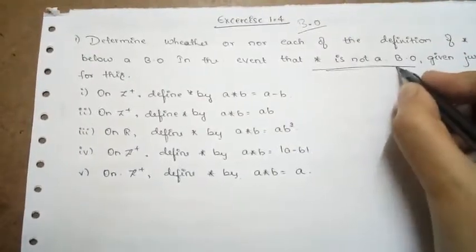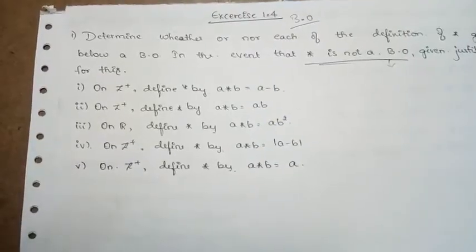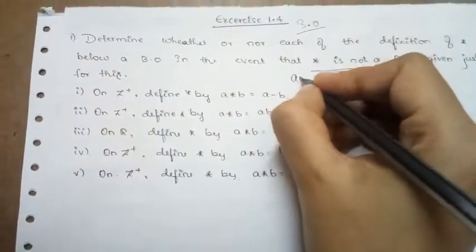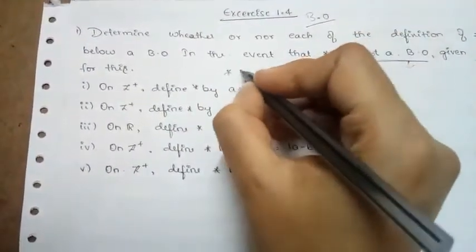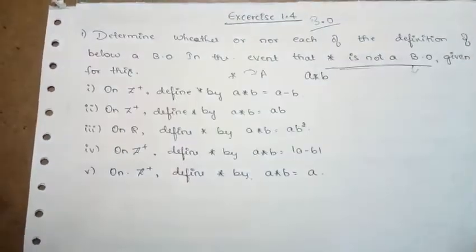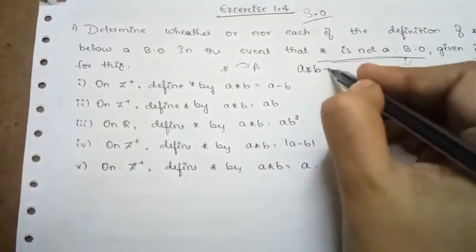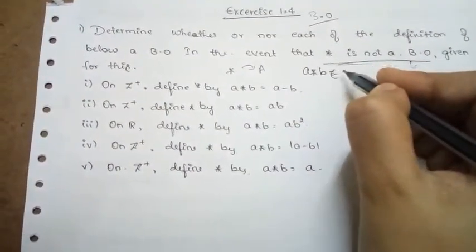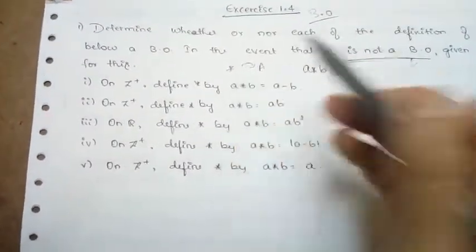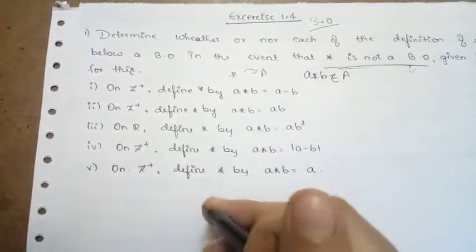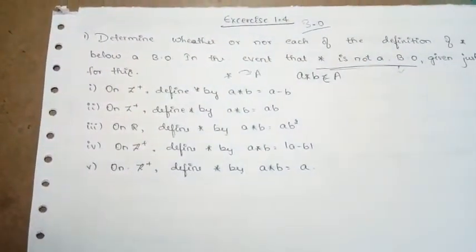So when do we say a given operation is a binary operation? Suppose star is a binary operation defined upon any set A, then A star B should also belong to the set A. Then we are going to say the given star is a binary operation.